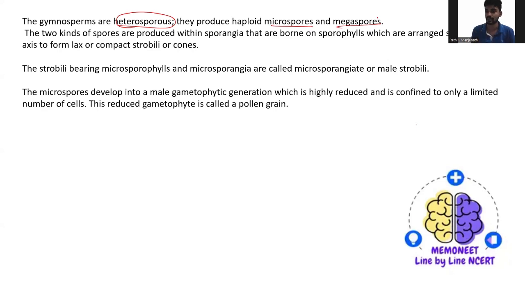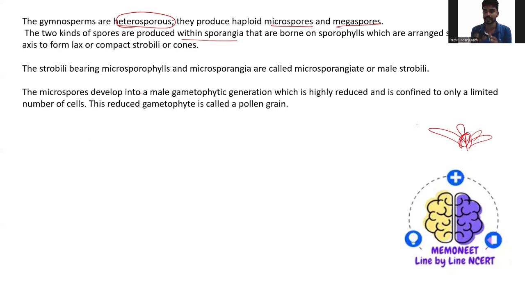They are produced within the sporangia that are borne on the sporophylls, which are arranged spirally along an axis to form a compact cone. If you see any plant of these gymnosperms, basically you will see in the middle these sporophylls arranged in a spiral structure, and then they are compacted.